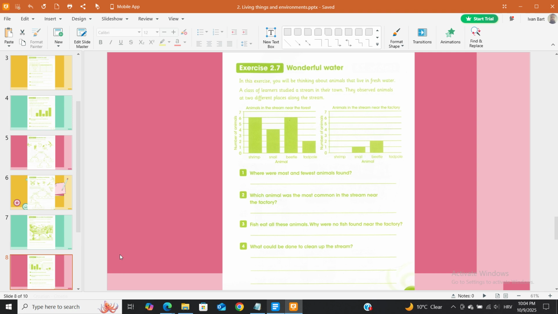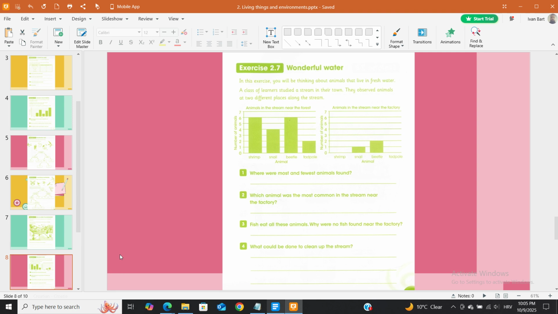Shrimp. Snail. Beetle. Tadpole. Number of animals. Shrimp. Snail. Beetle. Tadpole. Animal. 1. Where were most and fewest animals found? 2. Which animal was the most common in the stream near the factory?